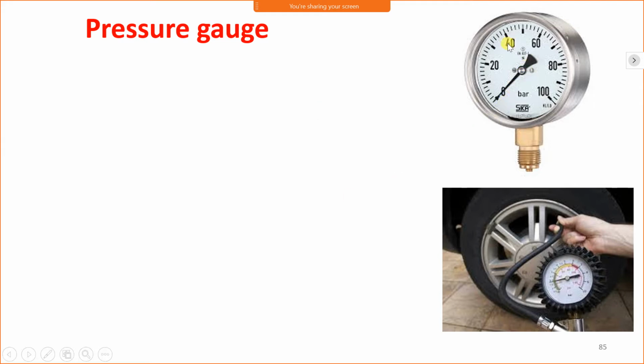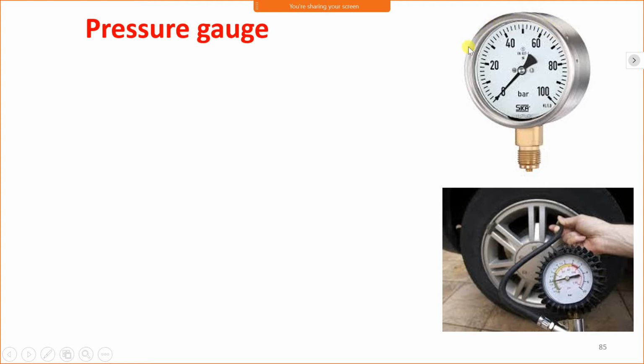Now pressure gauge, this is a Bourdon tube pressure gauge, and in power plants the Bourdon tube pressure gauge is used. You might have seen this pressure gauge while filling air in your vehicle. Look at here, the example I have shown. A person checking the pressure of a tire using a Bourdon tube pressure gauge.